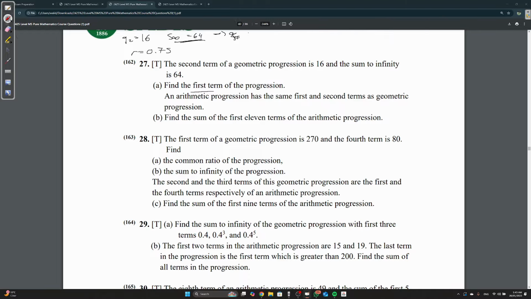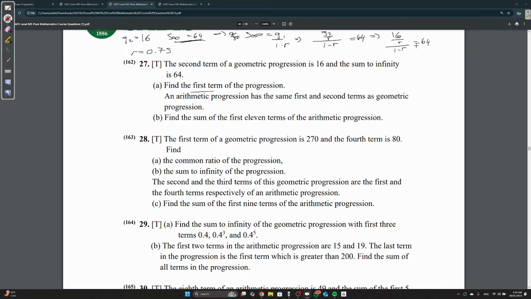The sum to infinity is G1 over 1 minus R. What do I know about G1? G1 is equal to G2 divided by R. Or you can do a different way. Or no, this is the only way that would work. Because if you use R as G2 over G1, you still don't know what G1 is, so you can't solve. Okay? So we're going to substitute G1. It's just G2 divided by the ratio, right? Over 1 minus R is equal to 64. Let's fix this. You're going to get 16 over R over 1 minus R is equal to 64.